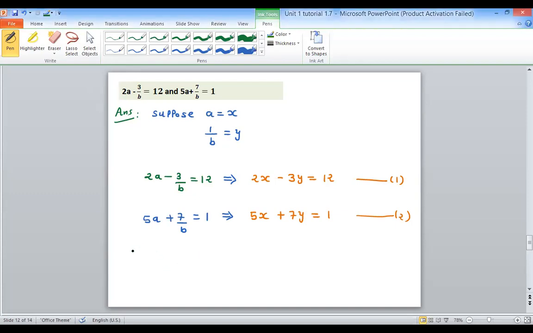Here I can multiply equation 1. I want to eliminate the y. So I can multiply the equation 1 by 7 and take the addition, and equation 2 by 3.